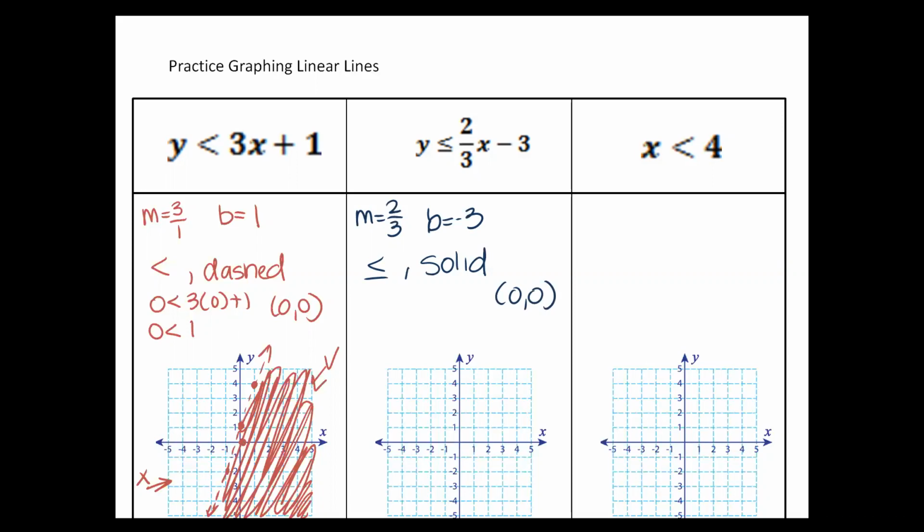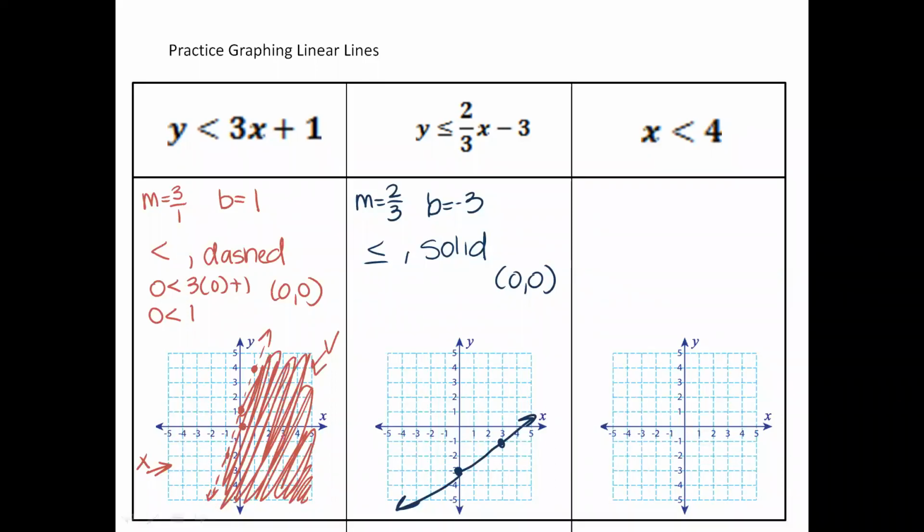So let's graph our line. We're going to go down 3, and then up 2 over 3, and it's going to be solid. So I'm going to draw my line through there like so. Okay, the next thing we want to be able to do is test our origin. In this case, it's above it. So if it's above it, it's good. If it's below it, it's bad.